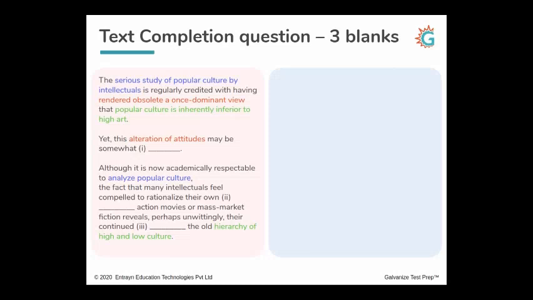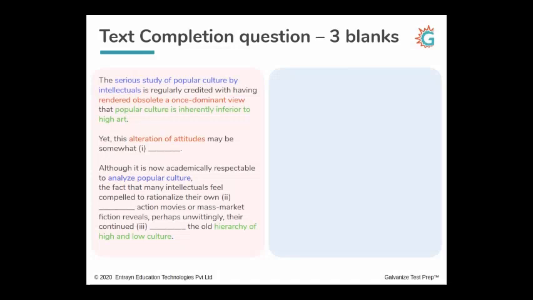Now, what is an action? It is just the verb that you see in a sentence, right? So here, credited is where the verb comes in. So before this, whatever is there is the subject or the doer, whoever does the action. Okay. So serious study of popular culture by intellectuals. That's a huge phrase, but it just refers to study something.